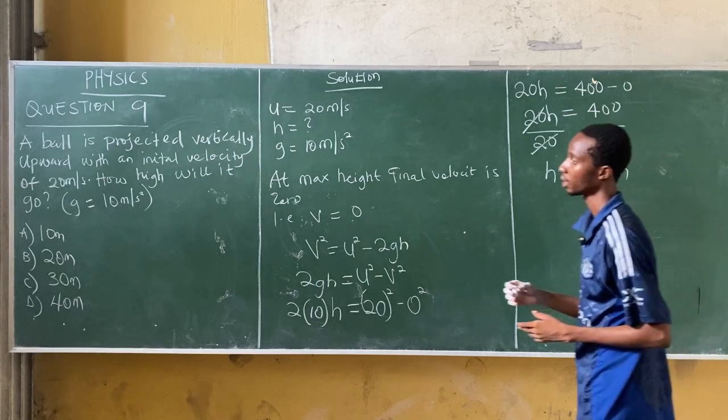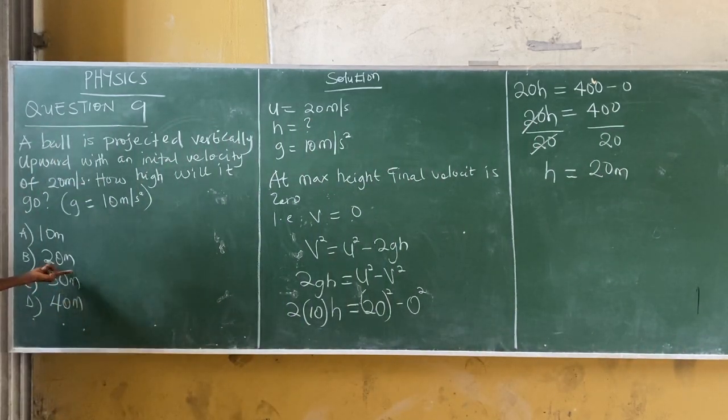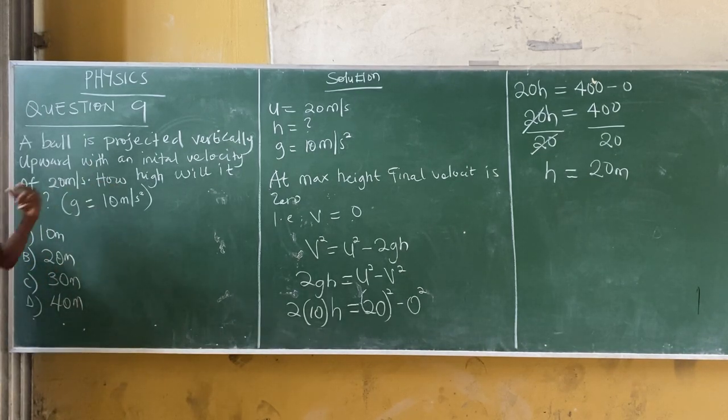From the options here, we have option B to be correct. 400 divided by 20 is 20 meters. That is option B. So the final answer here is option B.